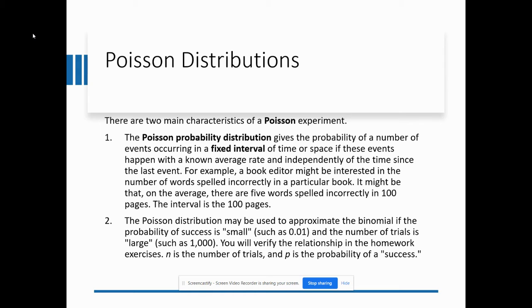For example, a book editor might be interested in the number of words spelled incorrectly in a particular book. It might be that on average there are 5 words spelled incorrectly in 100 pages. So the interval is 100 pages.